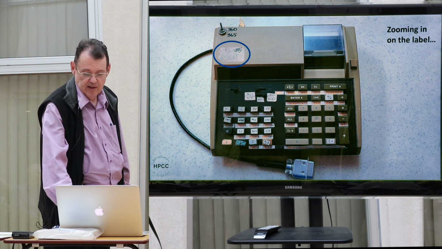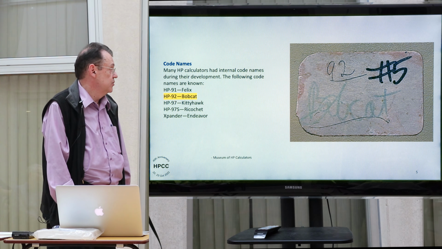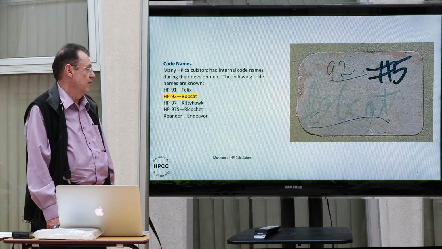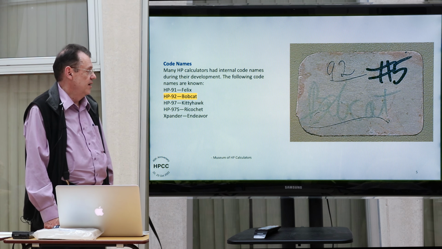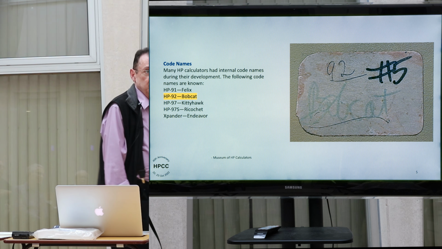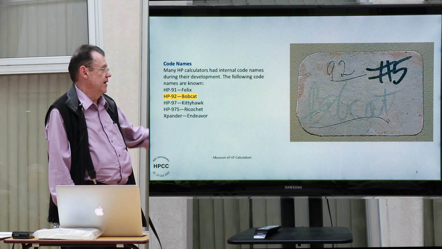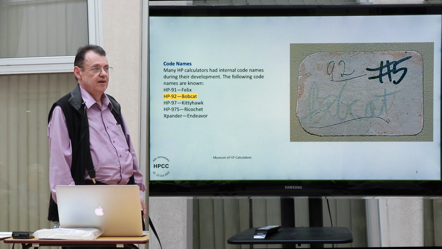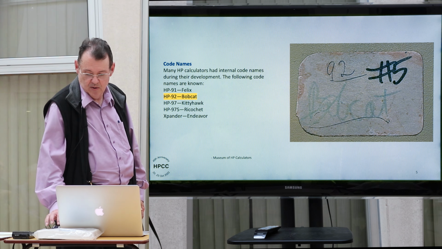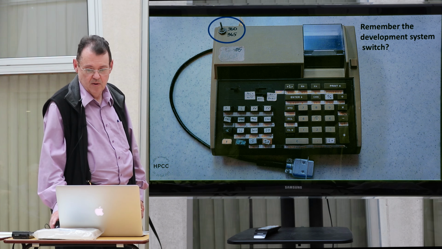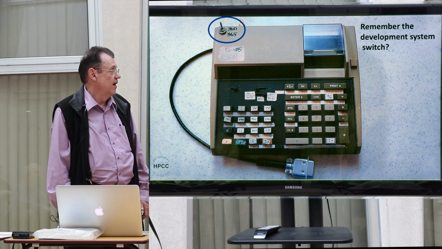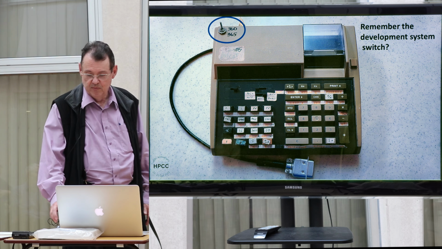Zooming in on its label, this was unit number 5, so at least 5 of them were floating around, probably more. It was codenamed Bobcat, if you can see it barely in the blue there, and someone later added the 92 just to connect up the dots because that was the 92. Okay, so remember that switch in the corner on the development system?